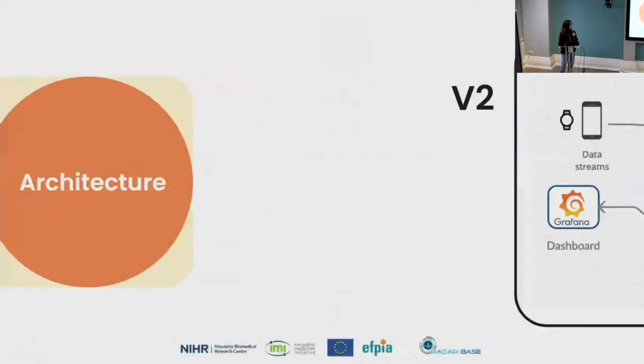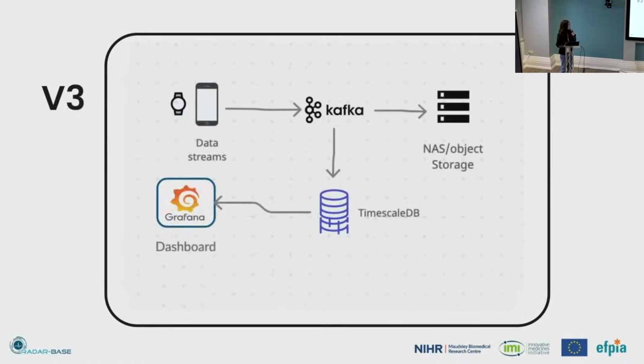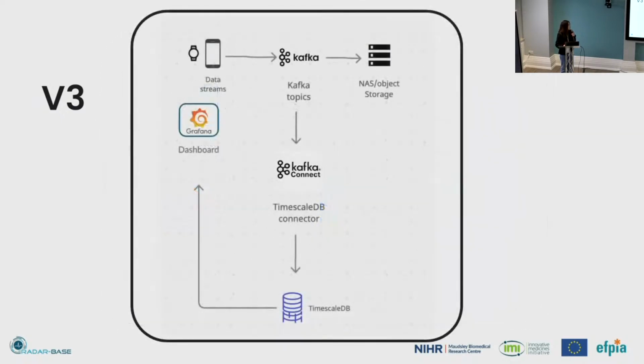So the architecture of this dashboard. In version 2, this was the architecture. What we changed was that instead of the Timescale Python scripts, we just connected the Kafka topics directly to TimescaleDB with a connector. So data streams are sent to Kafka, which is connected to a TimescaleDB connector, which sends data to TimescaleDB, and this is visualized through the Grafana dashboard.